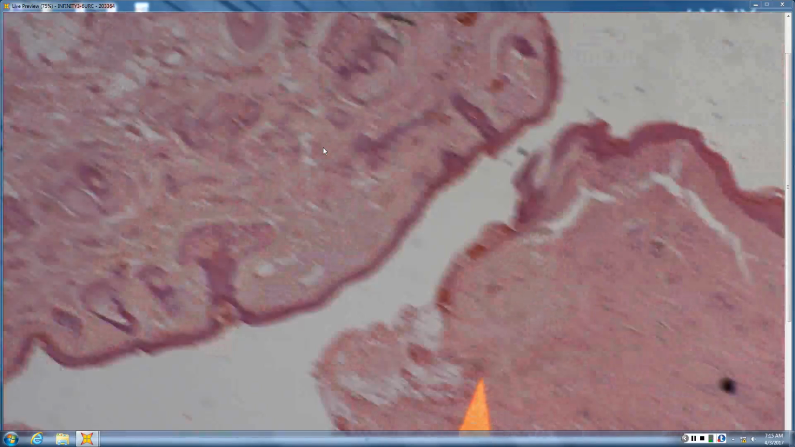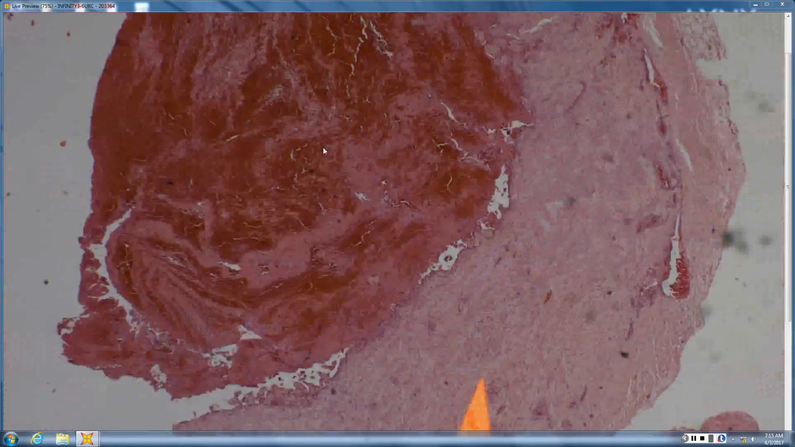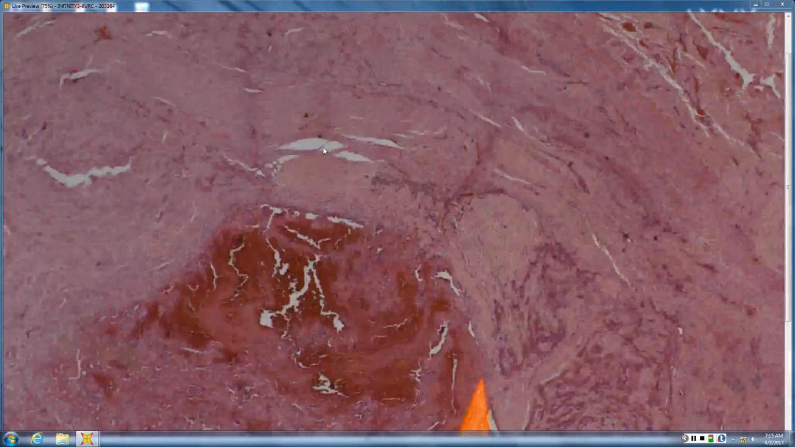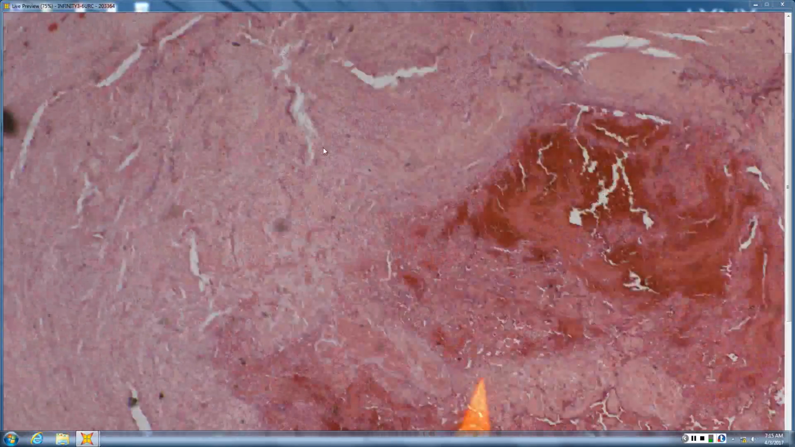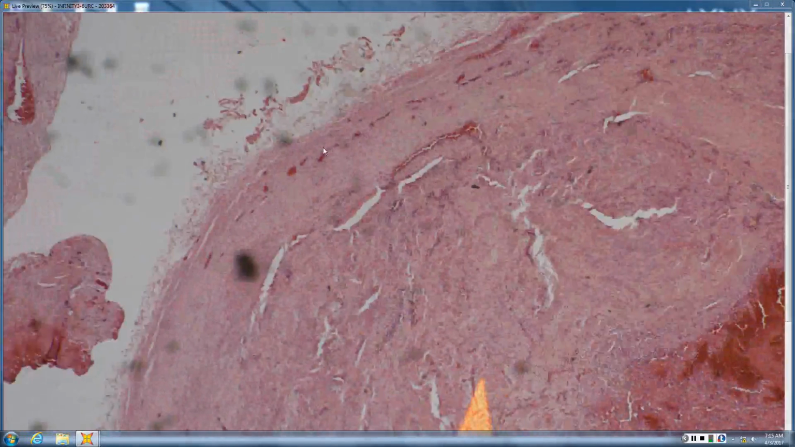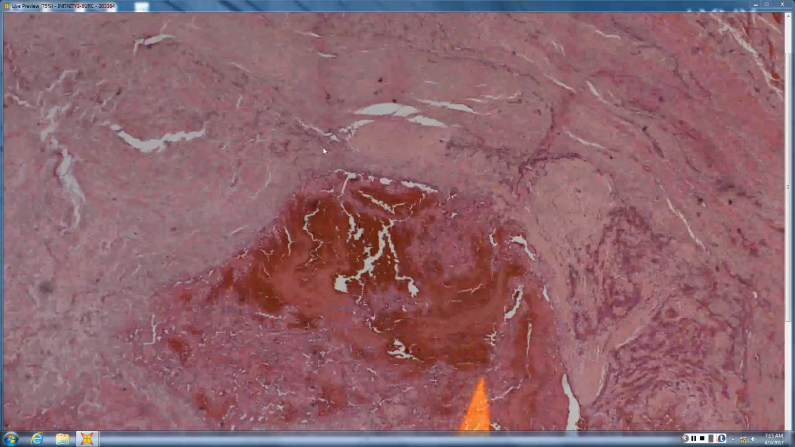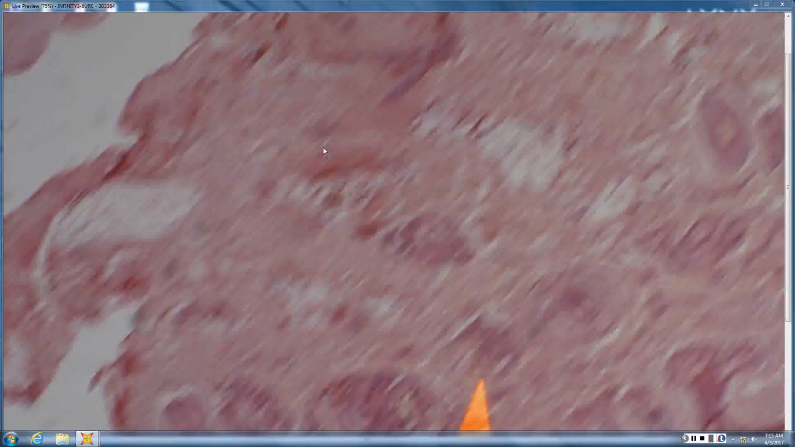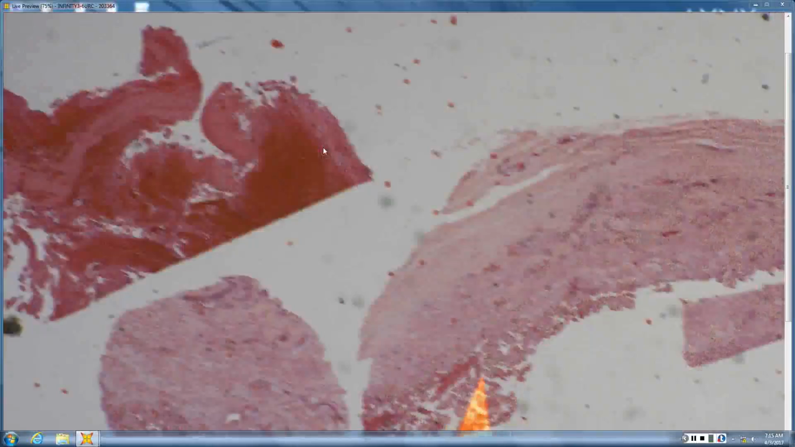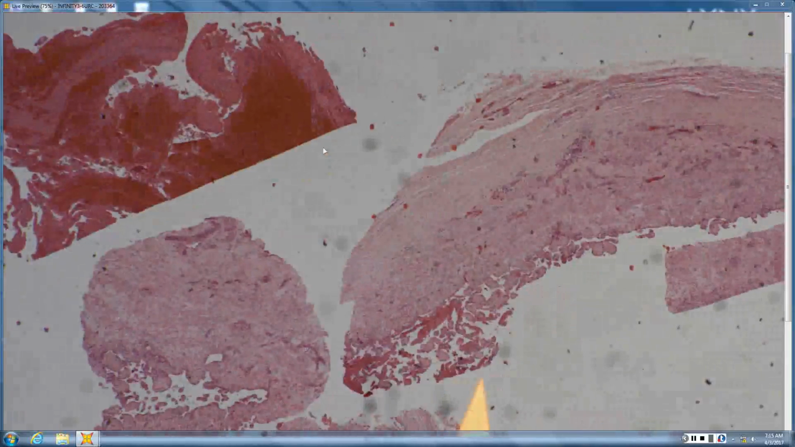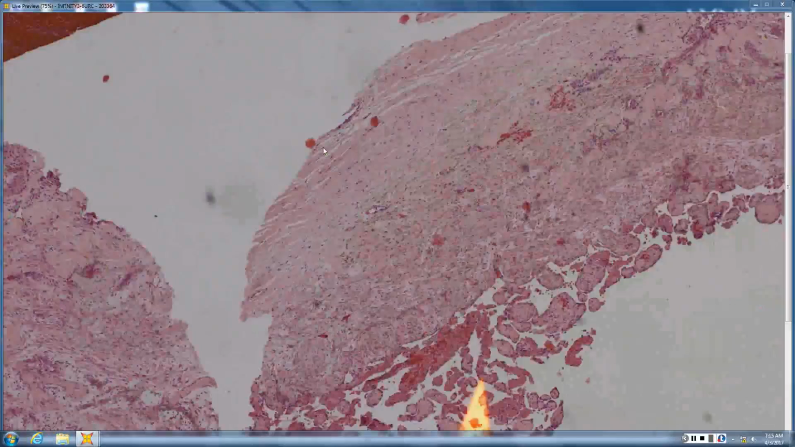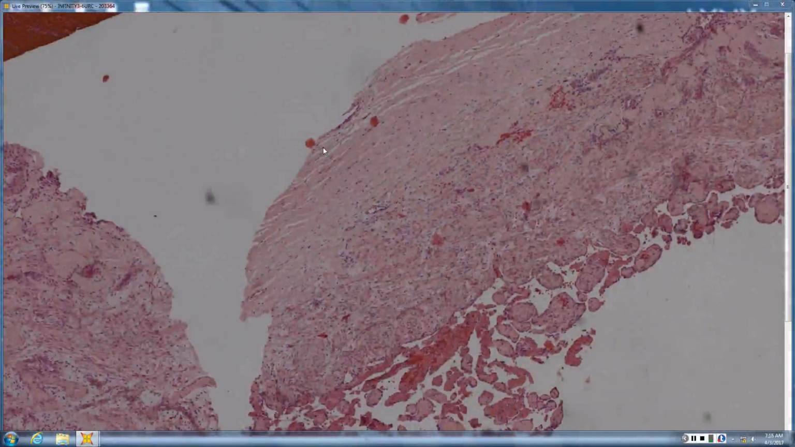Okay, 15 is yet another IPEH. So basically a big thrombus, probably within a vessel or something, and then you can see some recanalization. Is that another one? Yeah, another IPEH, the angiosarcoma mimic. So here you can see that recanalization.